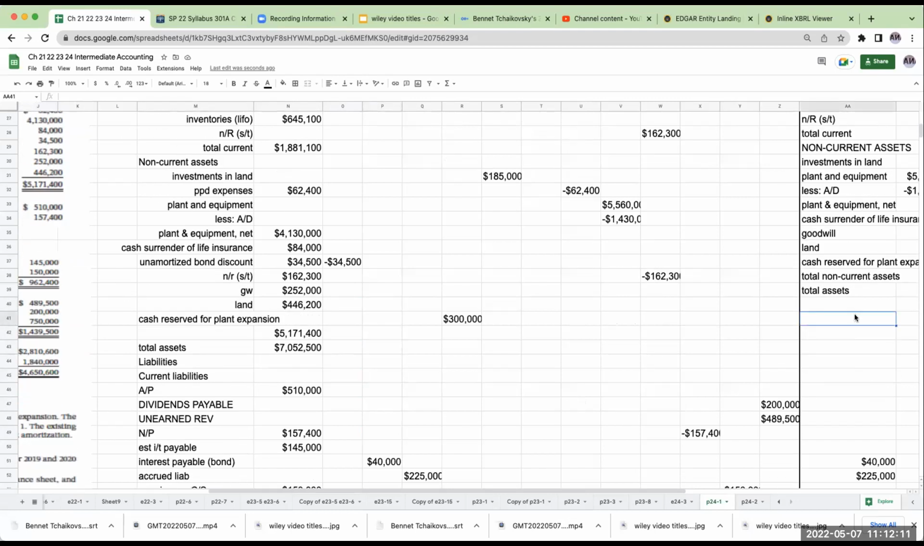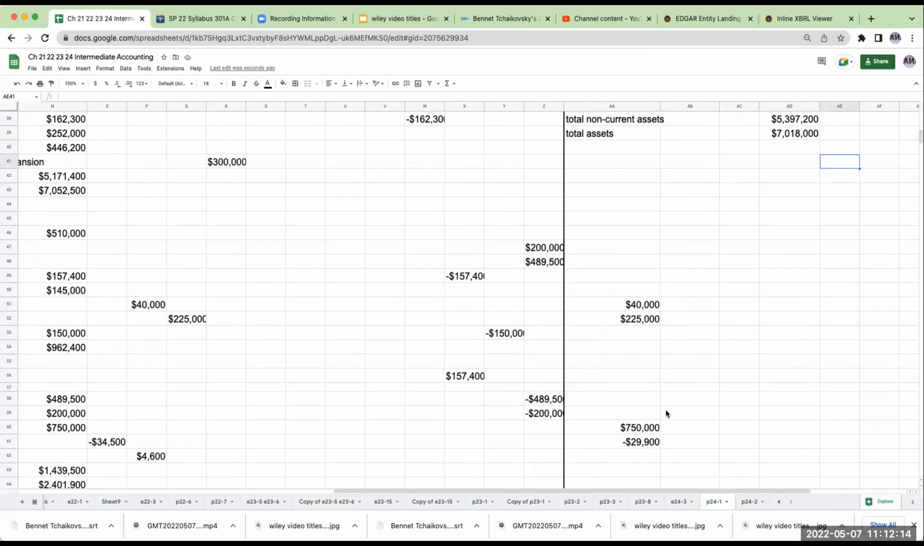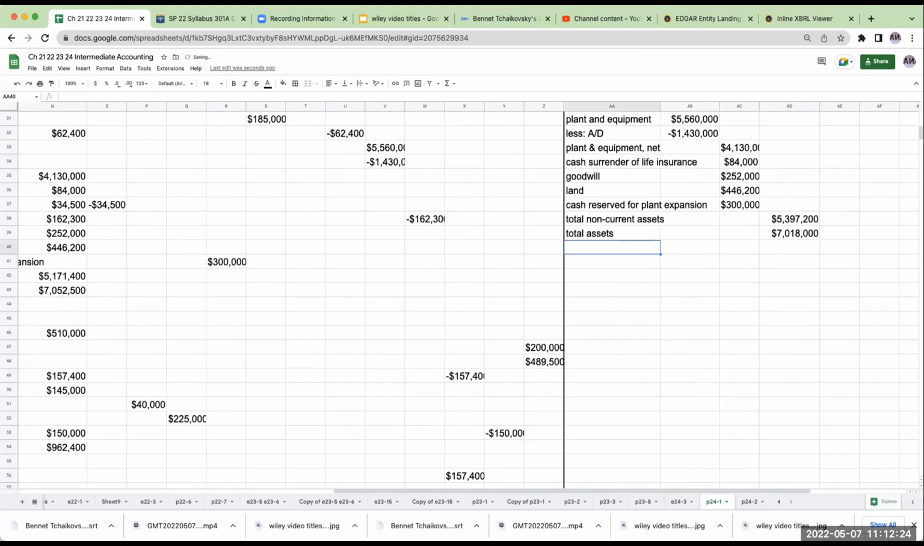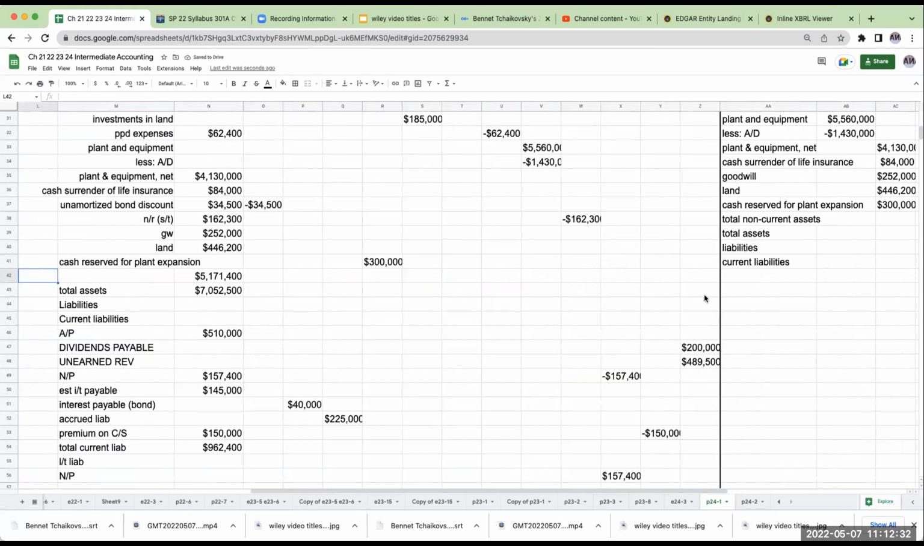Okay. So my liabilities. Let's just clean this up a little bit. Liabilities. Current liabilities. So for my current liabilities, what did we have? We have our accounts payable. The accounts payable is at 510. We're going to have dividends payable. We're going to have unearned revenue. The dividends payable was at 200. The unearned revenue is 489.5.